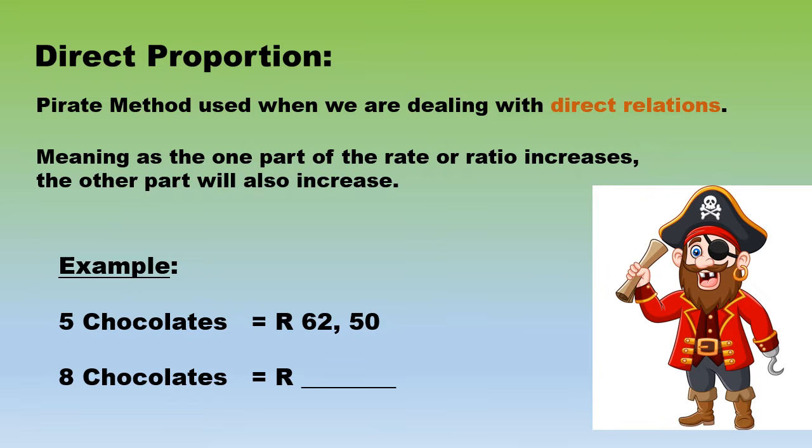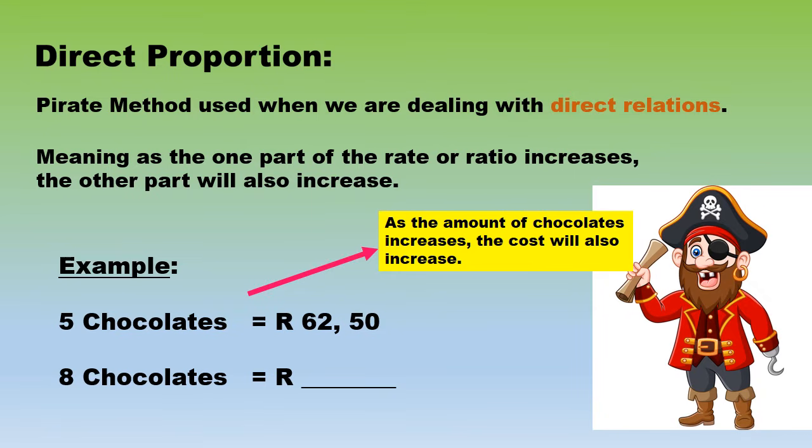So can you see it's a direct relation? The more, the more. The more chocolates, the more it's going to cost you. And we use the pirate method with direct proportions. As the amount of chocolate increases, the cost will also increase, which is 100 Rand there.